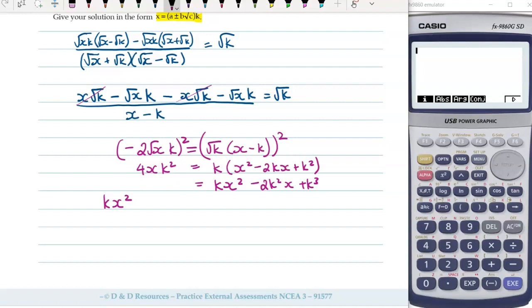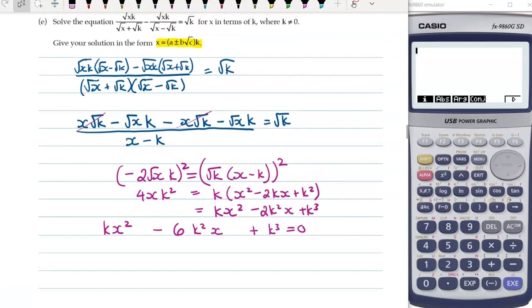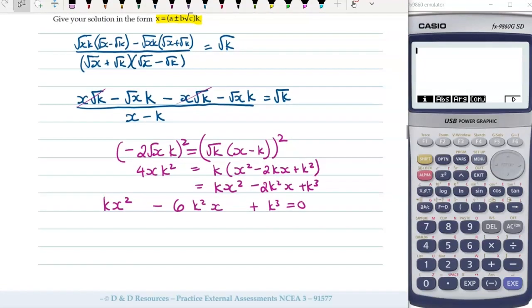So if we've got kx squared minus 2k squared x minus 4k squared x from this bit moving over, plus k cubed, that's going to be equal to 0. Okay, now minus 2k squared x minus 4k squared x, that becomes minus 6k squared x. We can also divide everything through by k. We're told that k is not equal to 0, so we can just divide that through straight away. x squared minus 6kx plus k squared equals 0.